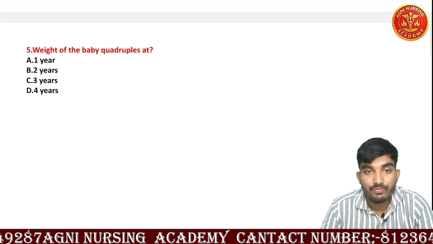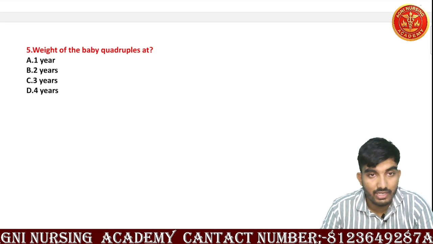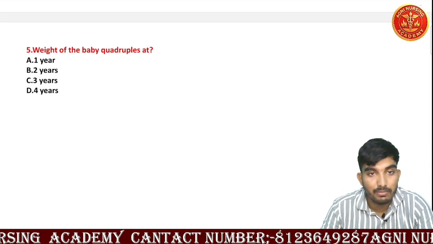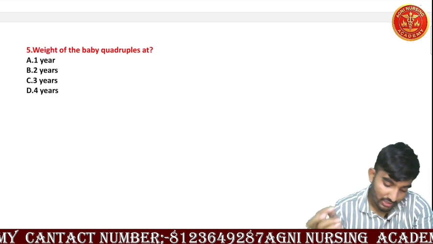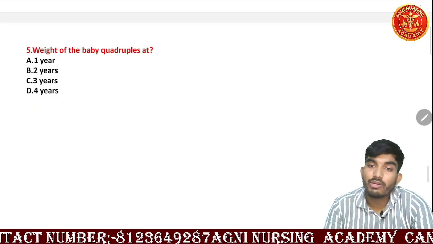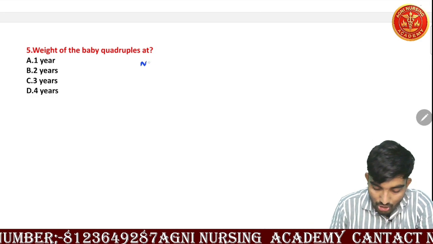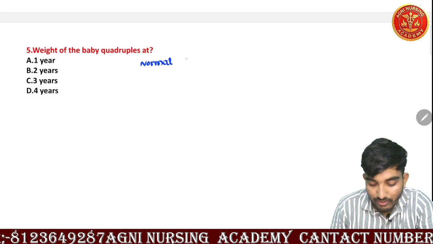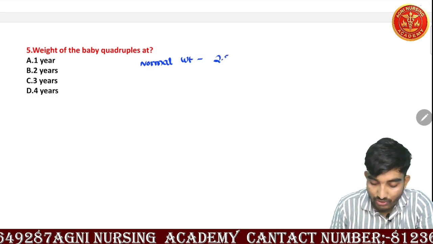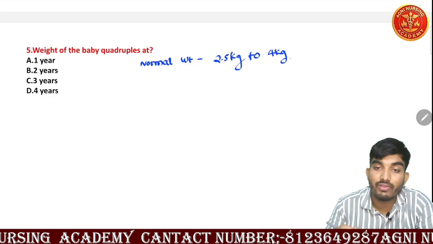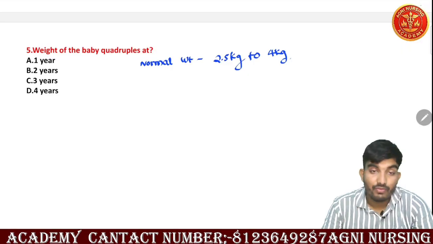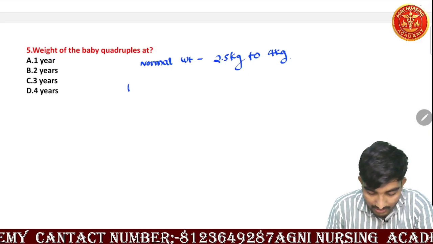The weight of the baby becomes 4 times at what age? Option A 1 year, option B 2 years, option C 3 years, and option D 4 years. What is the normal weight of our Indian babies? Normal weight is 2.5 kg to 4 kg. 2.5 kg to 4 kg is the normal weight of the newborn. We will see when the weight doubles.